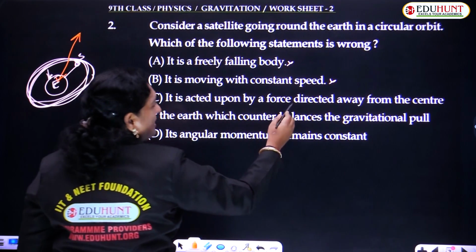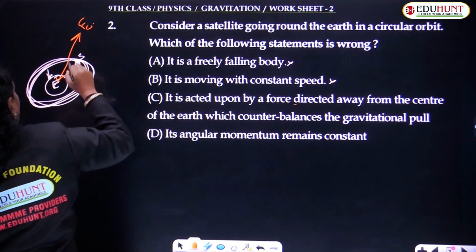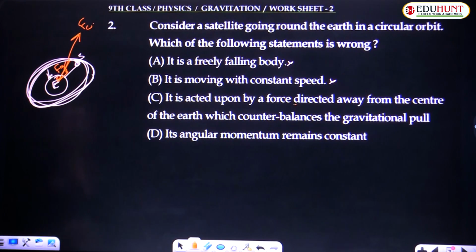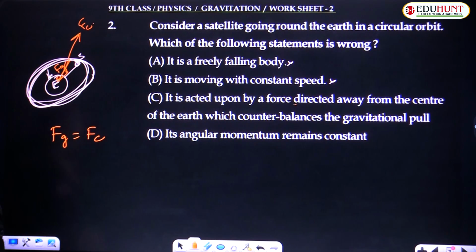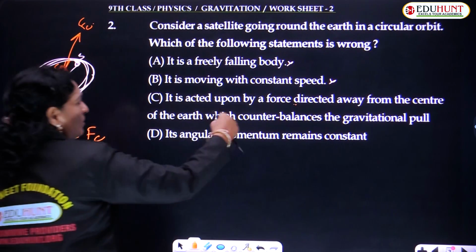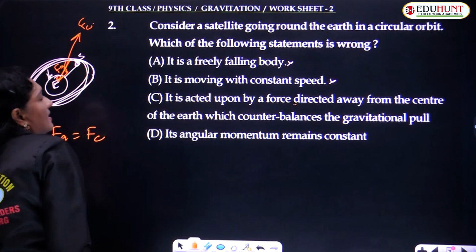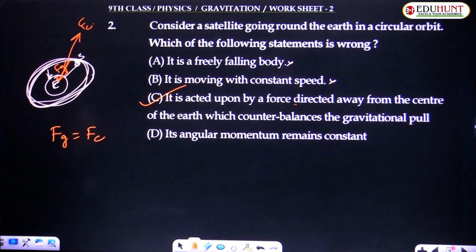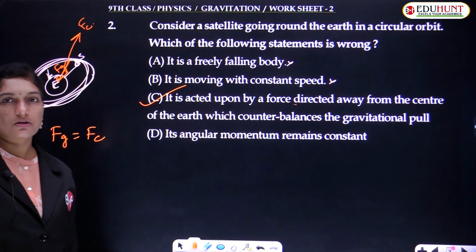So it is acted upon by some additional force, a centrifugal force let us say, which is balancing the gravitational pull of the earth. Clearly Fg will be equal and opposite to that additional force. So it is acted upon by a force directed away from the center of the earth which counterbalances the gravitational pull. Of course, statement C is correct. Its angular momentum remains constant. No, children, as we have just discussed that the speed is not constant, the angular velocity also does not remain constant.